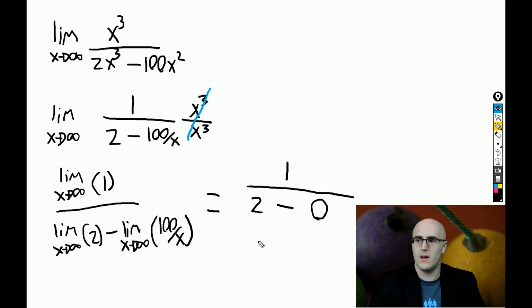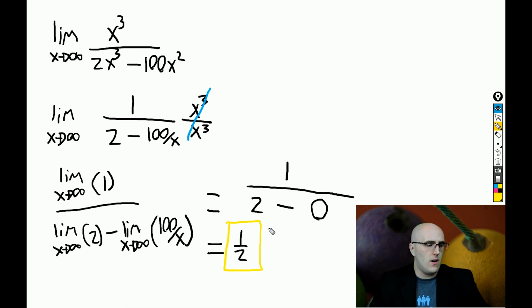All right, so now we just have a bunch of constants. That should be pretty easy to do. We come out with 1/2. And this is the answer. Simple enough, right?